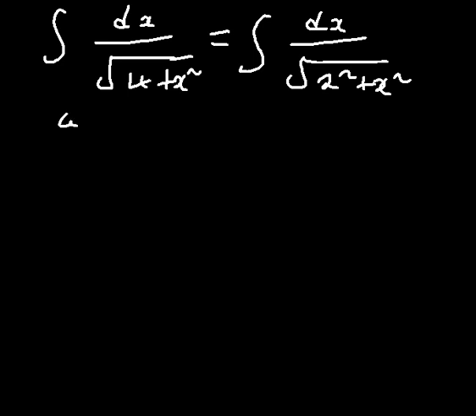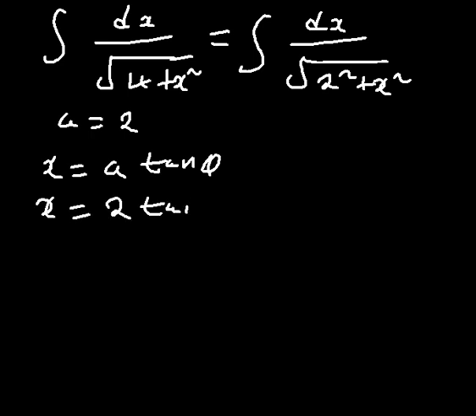Now for that case, it means a is given as 2. Since we have the summation of the constant as well as the variable, what should be the key that you have to use? If we have the summation of such cases, it tells us that x has to be equal to a tan theta, according to the principles behind. Therefore x is equal to, what is a? That is 2, times tan theta.